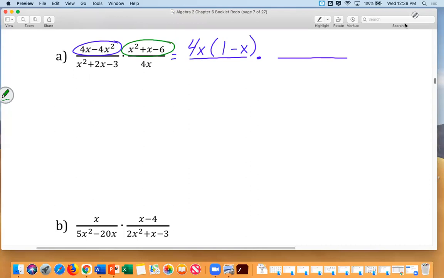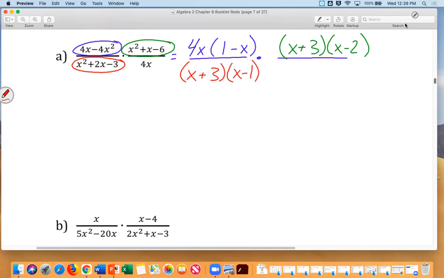This green piece right here. What are the factors of -6 that add up to 1? X plus 3, x minus 2. All right. Down here, what are the factors of -3 that add up to 2? X plus 3, x minus 1. And the last little bit, can I do anything with it? And the answer is no.